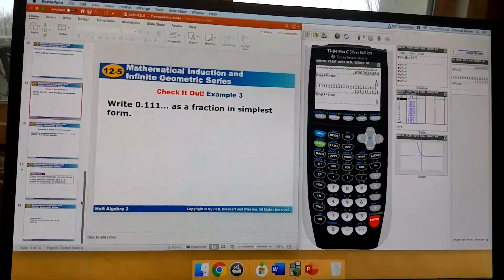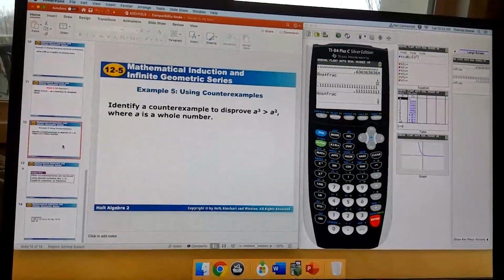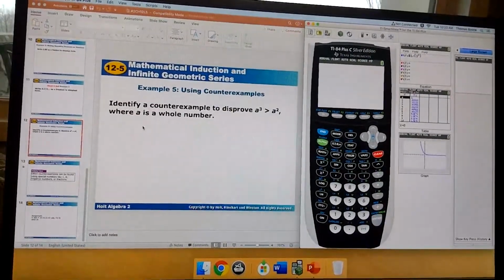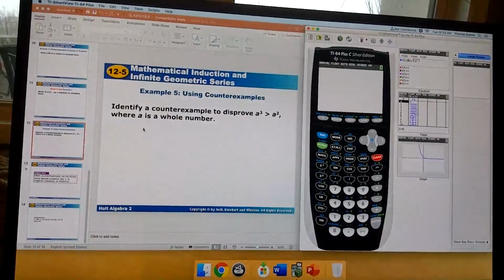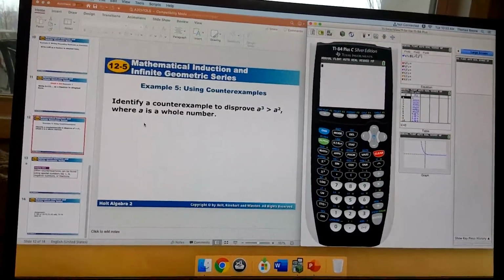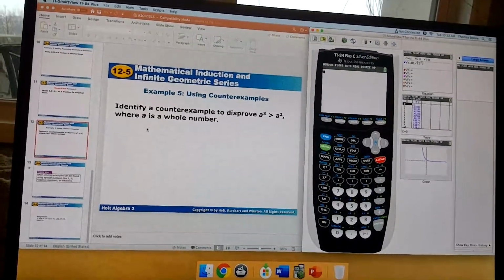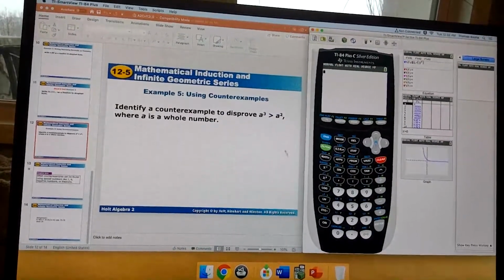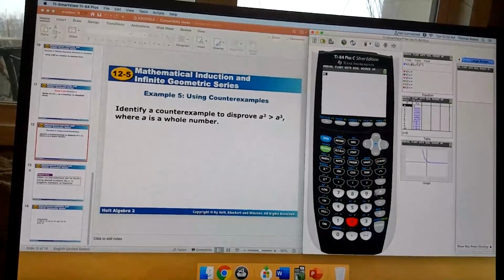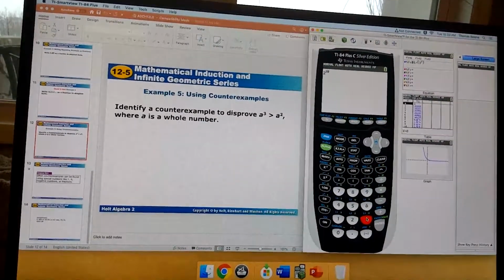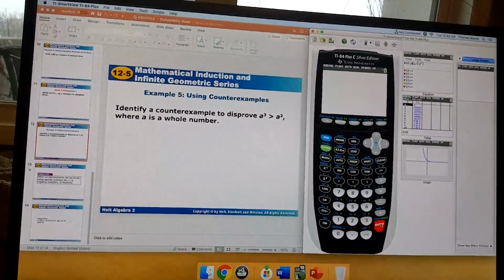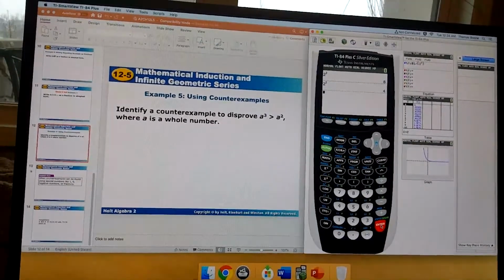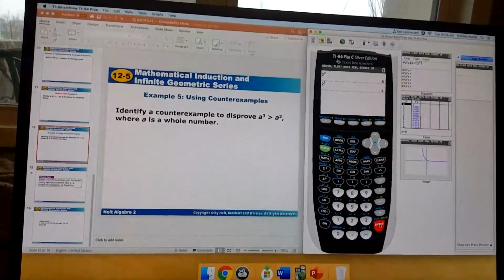Pretty slick. All right, and then one of the last things we want to talk about today, we don't need that calculator anymore, is that we're going to identify counterexamples where you think something may be true, but all you have to do is find one example where it doesn't work, okay? So is a to the third bigger than a squared? Well, it kind of makes sense if you go 2 to the third power. We get 8, and then if we go 2 squared, well, that's 4. So intuitively, you might be saying, all right, that seems right.